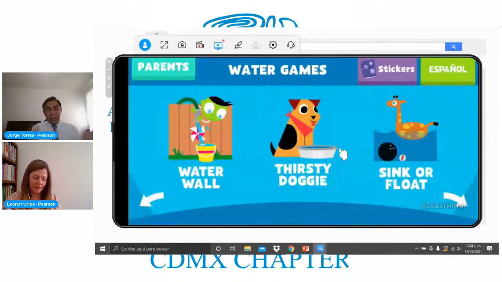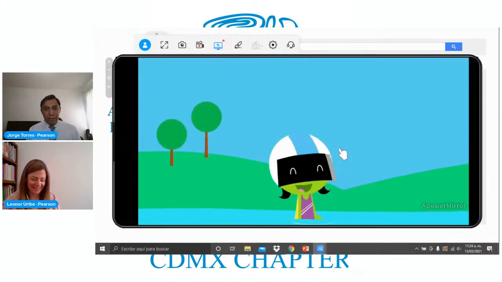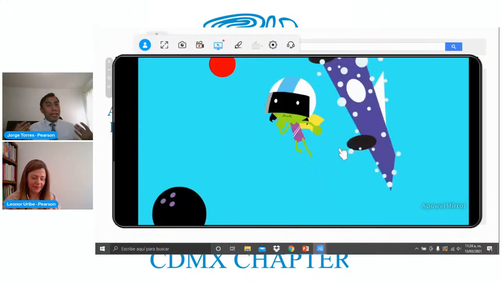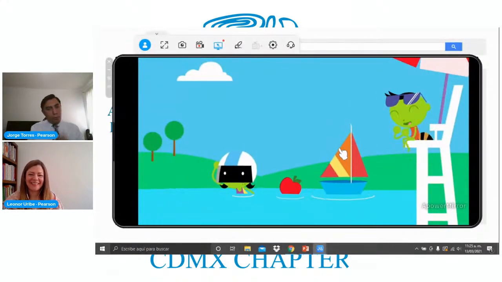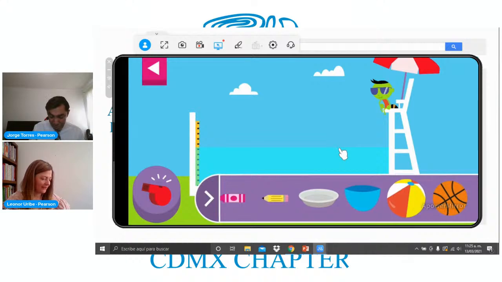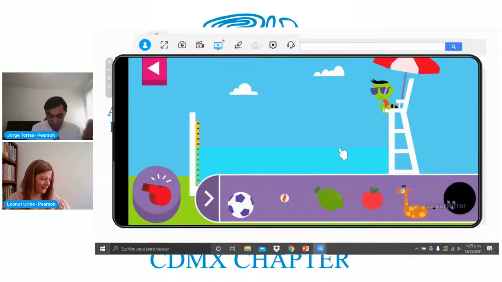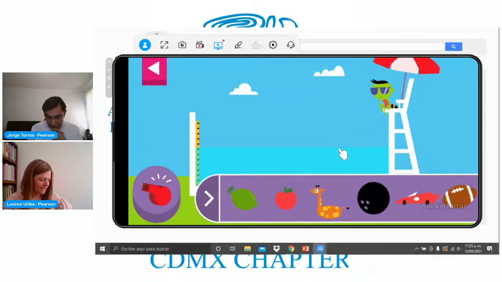We have different experiments in here: the water wall, thirsty doggy, and if you can notice, here is my experiment: sink or float. I'm going to click in there, and now we have the introduction. Just like I asked you at the beginning, what objects would you think will sink or float? I have a bunch of different objects in here: a boat, a coin, the pencil, the crayon, some balls, a football, a basketball, a volleyball, some marbles over there, the lemon, and a little car.